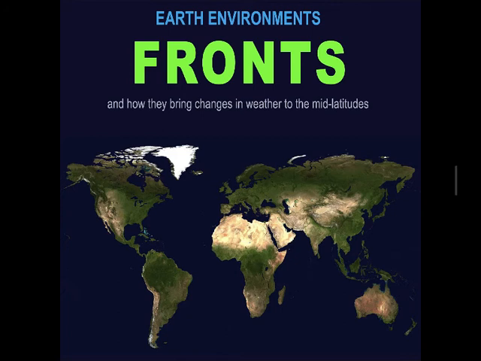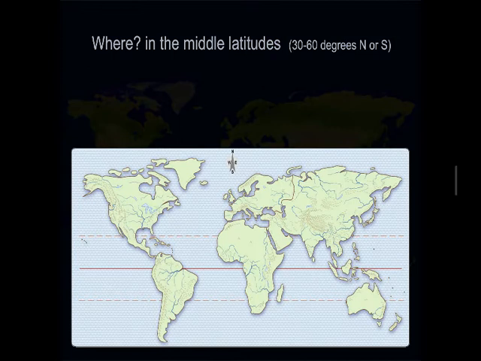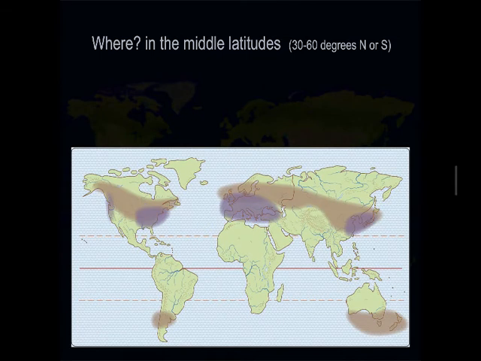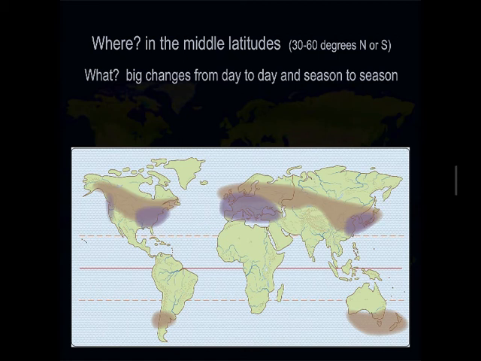Fronts, and how they bring changes in weather to the mid-latitudes. Where does this happen? In the middle latitudes, 30 to 60 degrees north or south. We've highlighted this region on the map below. What is happening? Big changes from day to day and season to season.